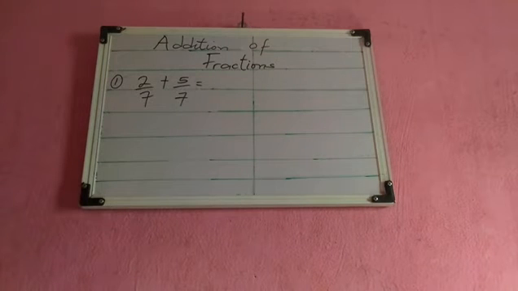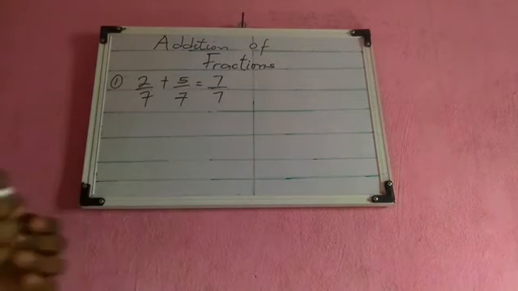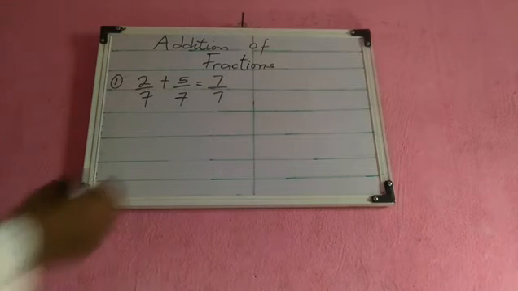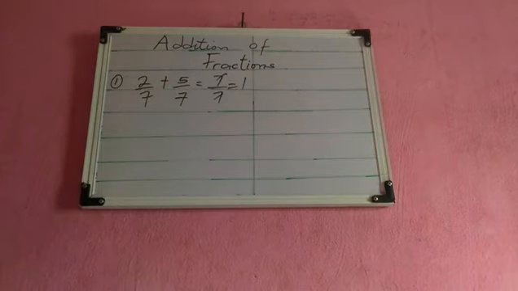So 2 plus 5 gives us what? 7 over 7. And in its simplest form, 7 over 7 is still the same thing as what? 1. So 7 over 7 gives us 1. That brings us to a whole number there.